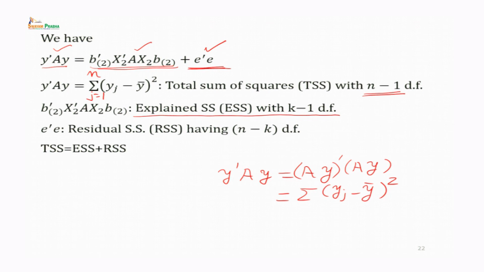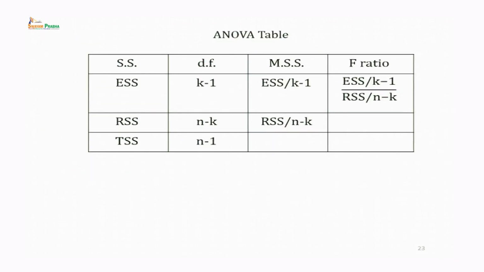One more thing you notice is that the sum of squares are additive. Total sum of square is equal to the sum of square explained by the regression, explained sum of square, plus residual sum of square. Actually, the corresponding degrees of freedom are also additive. N minus 1 is equal to k minus 1, the degree of freedom of this part, plus the degree of freedom of residual sum of square. So, degrees of freedom are also additive. So, this is the ANOVA table for the multiple linear regression model.